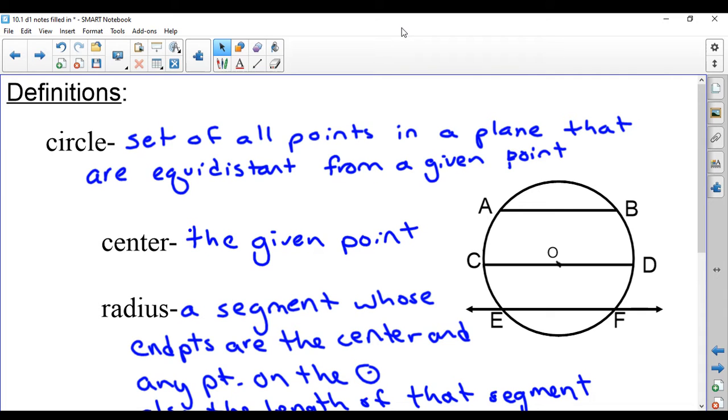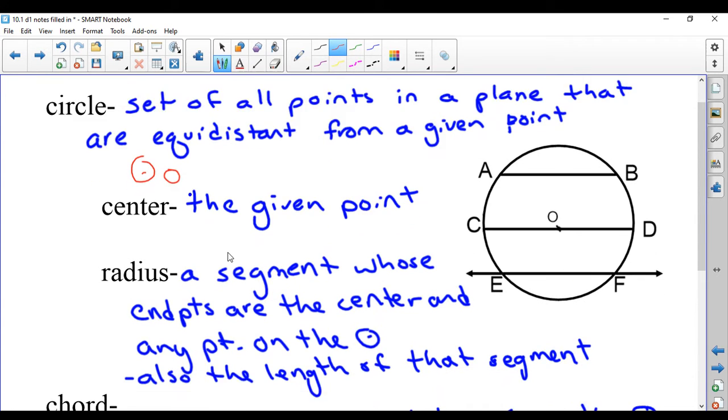So when you have a circle, we can use a circle symbol, and the circle symbol is a circle with a dot in the middle. And you name the circle by the name of its center. The center is the point that all the other points are equidistant from. So this is circle O. Please excuse my writing for today. I'm hoping to have some better tools to use in the next week or so. So O is the given point.